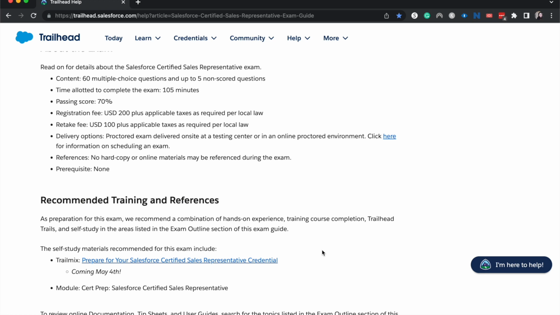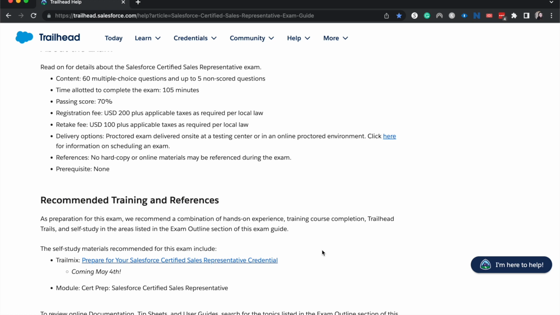citizens. Or I guess not U.S. citizens, but if you are in the U.S., and then local taxes with a retake fee of $100 if you need to take it again. You could do it proctored on site or online. Personally, I like doing it online. And references, no hard copy materials or online materials can be referenced, and there's no prerequisite.